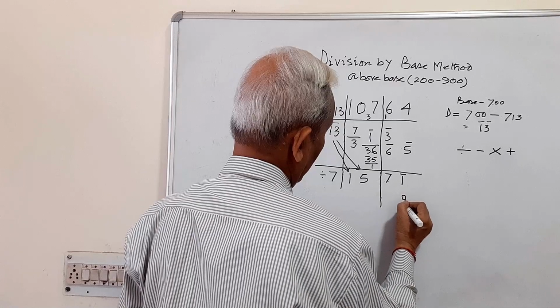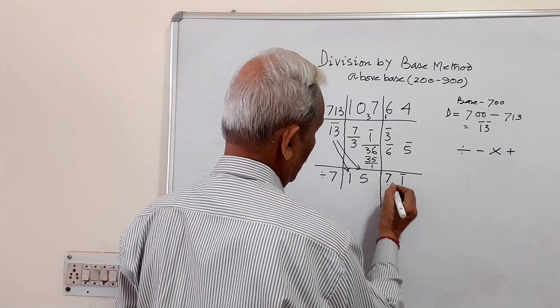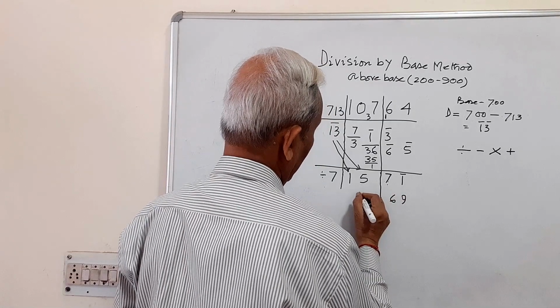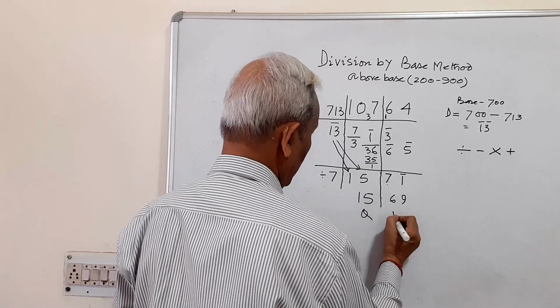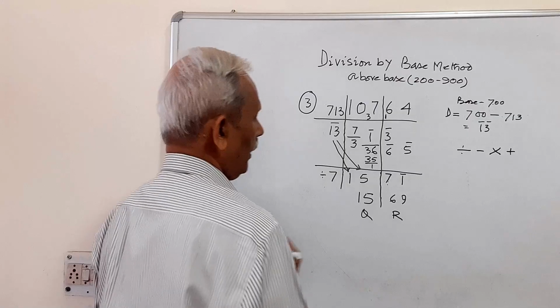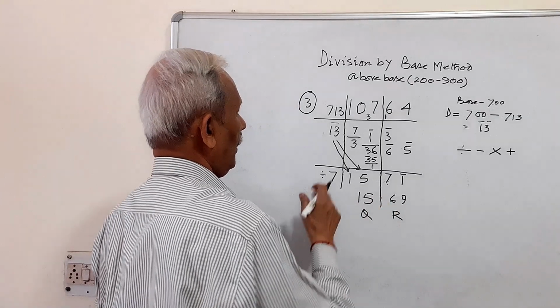9 minus 1, 10 minus 1 is 9. Reduce this by 1, you get 69, and here it is 15. The quotient is 15, and the remainder is 69.